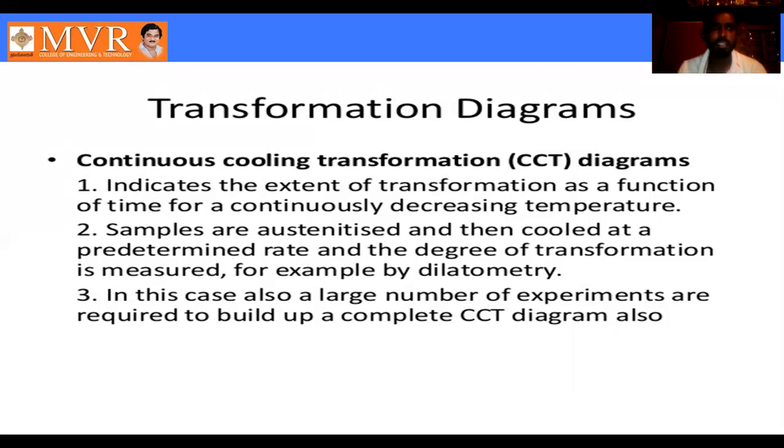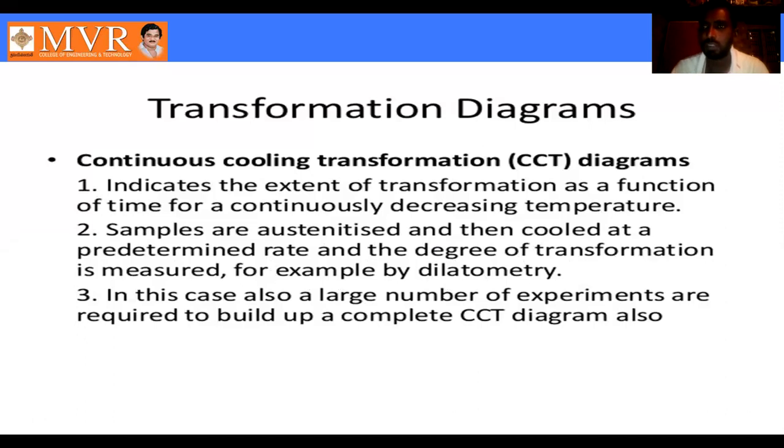That is the first point here. Samples are austenitized and cooled at a determined rate, and the degree of transformation is measured, for example, by dilatometry. So see here, at the austenite temperature we are cooling the metal, and automatically we can see some of the transformations.